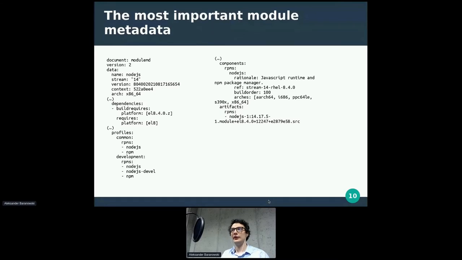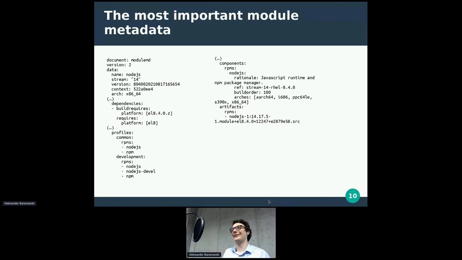And when it comes to the data, you have all these things that define the module, like the name, the stream, the version, the context, the architecture. You have the dependencies, so what is required to build the module. You have the profiles, that means that if you install the module, you can, for example, install the minimal version, or you can install the version with development packages. You have the components that define how the module sources are actually built, things like the build order and the ref, which is the git ref. There's, of course, version 11, and there are also the architectures that are supported for this module. And lastly, you have the artifacts that are RPMs that are included in this module.